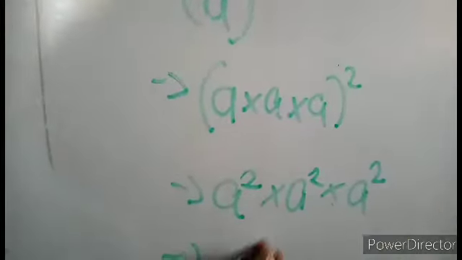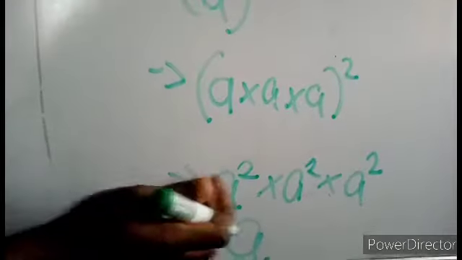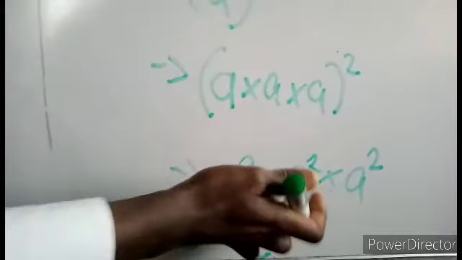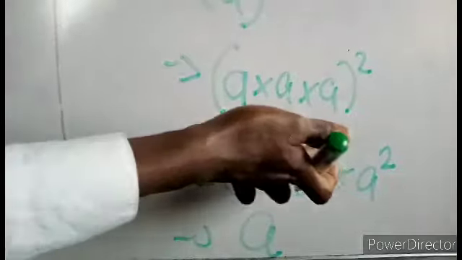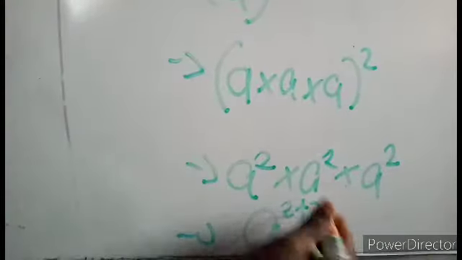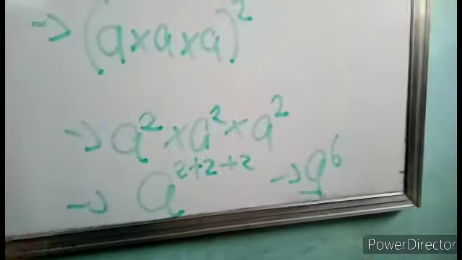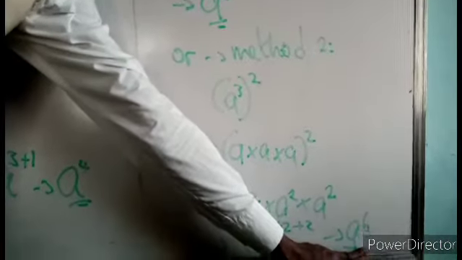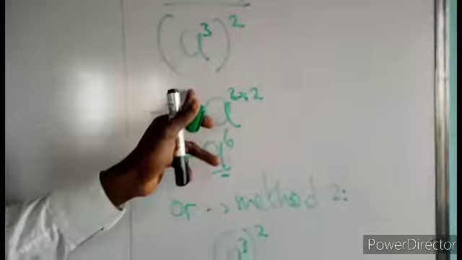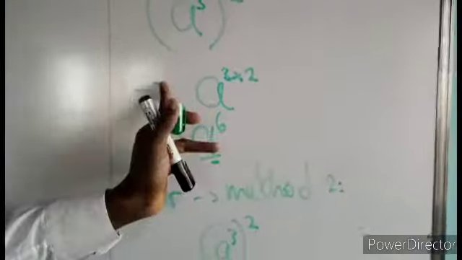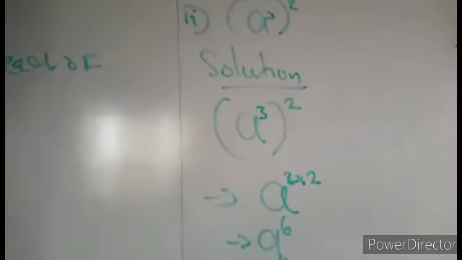Now what is common here? The bases are common, so bring in the law. Now when we have multiplication between them, this 2 plus 2, plus the other 2. So my answer is going to be a raised to the power of 6. You can use any of the two methods. Either you use the first method, which is called the expansion method, or the product law method, which is by multiplying the power and the power. That's all. So now we have dealt with the first one and the second one.